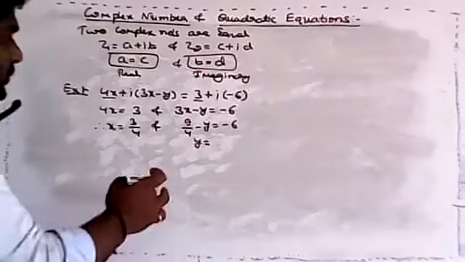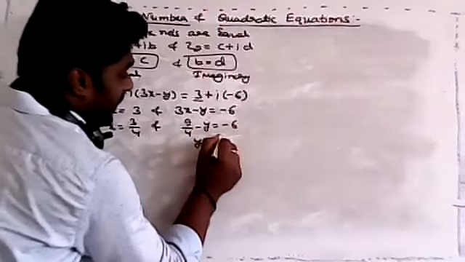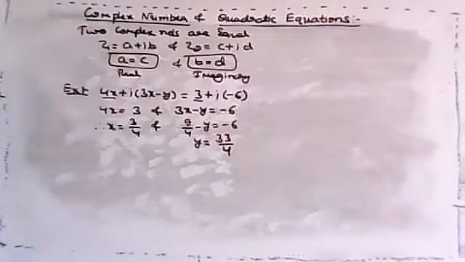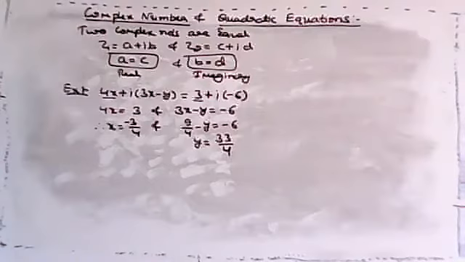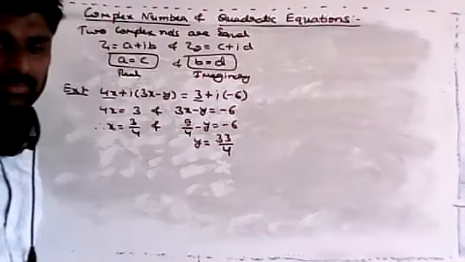So what do we get for y then? Minus 6 taken on this side, plus 6. 6 fours are 24, 24 plus 3 is 33 by 4. Like this you have to solve. Sorry, is it minus 3 by 4? Yes, no, plus 3 by 4. Just check that one.